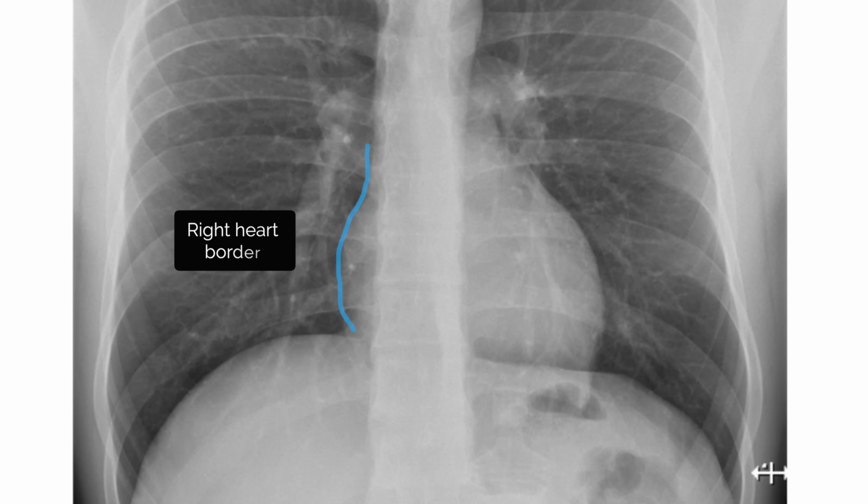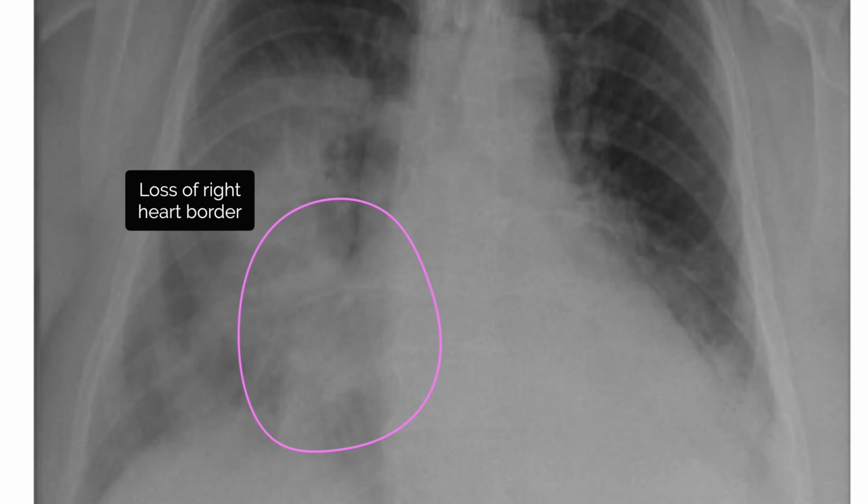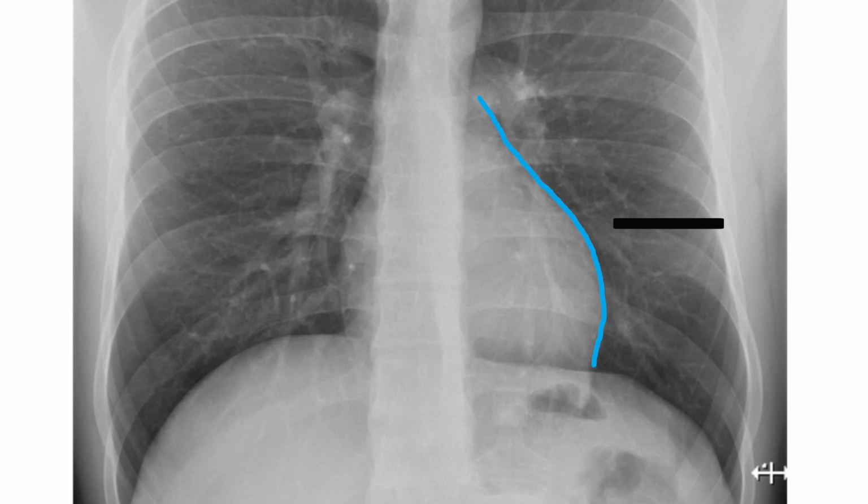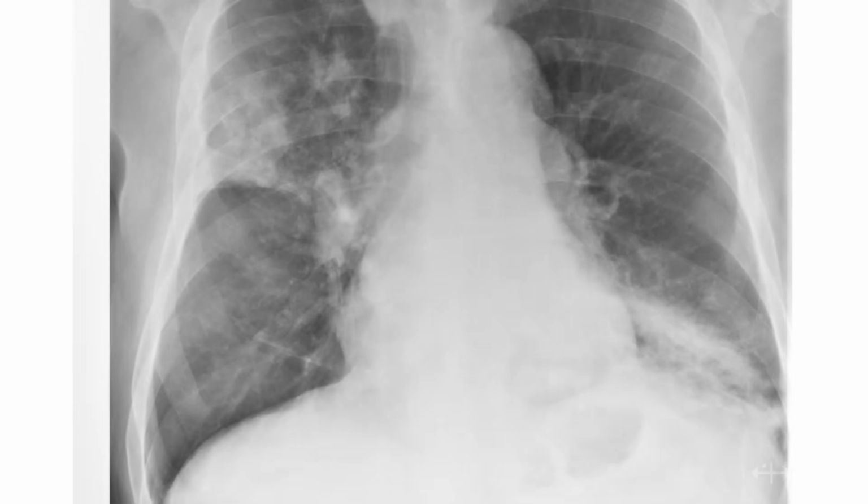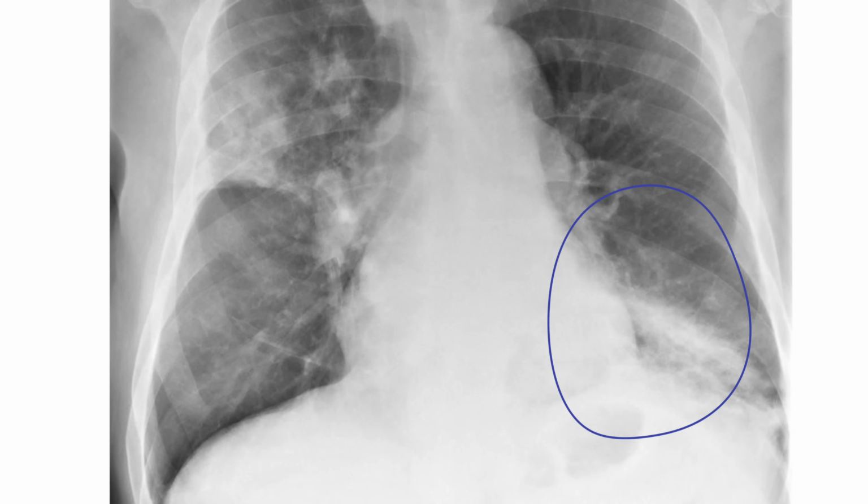The right heart border is made up mostly by the right atrium. Loss of this border is usually due to right middle lobe consolidation, often secondary to an infection. The left heart border is made up mostly by the left ventricle, and a loss of this border is associated with lingular consolidation, which is also often secondary to an infective cause.